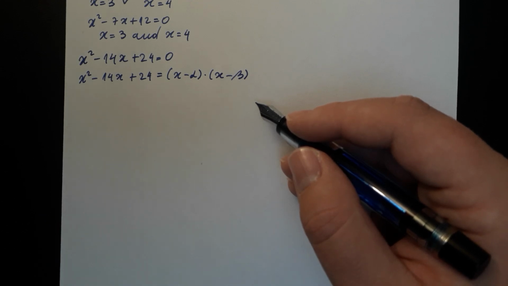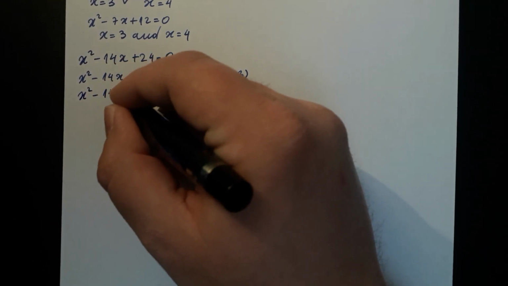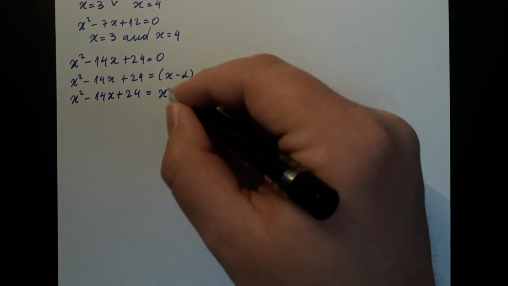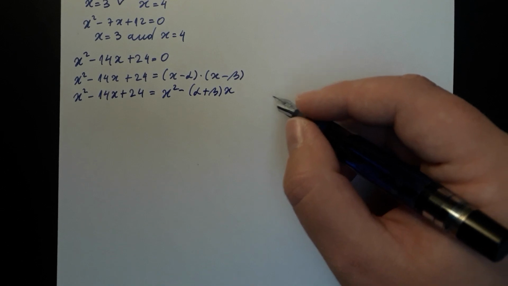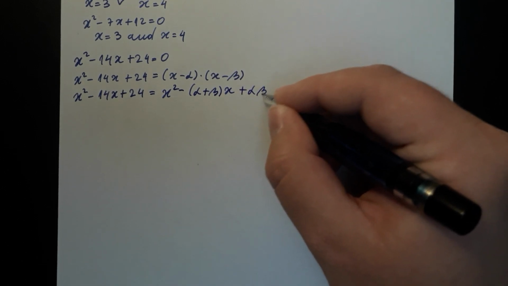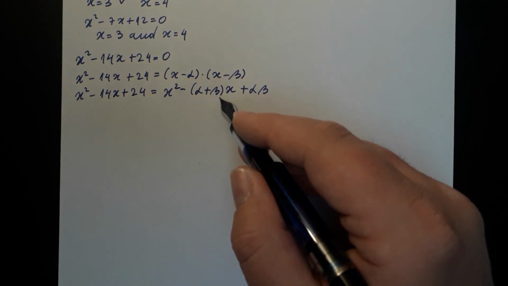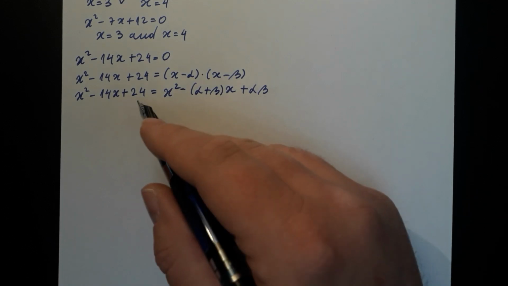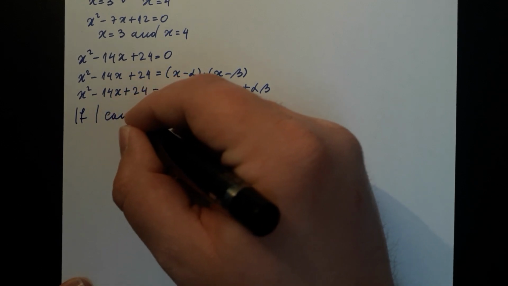Now if you think of what happens when you expand the brackets, the problem becomes x squared minus 14x plus 24 is equal to x squared minus (alpha plus beta) multiplied by x plus alpha beta. So we need to find these two numbers, alpha and beta, so that they add to 14 and they multiply to 24.